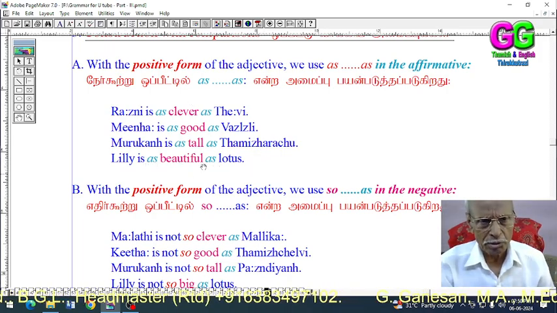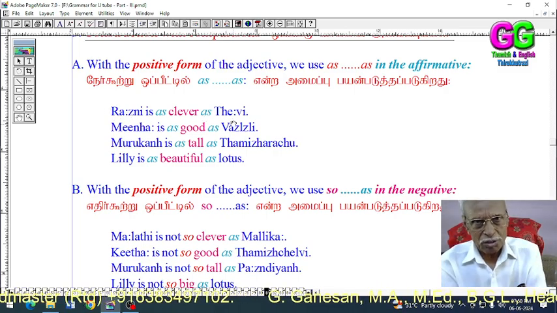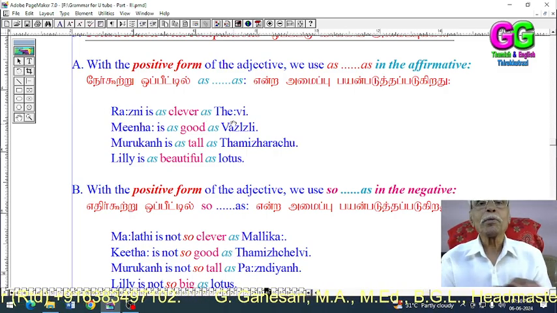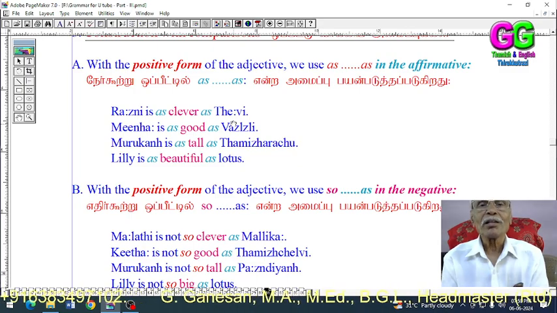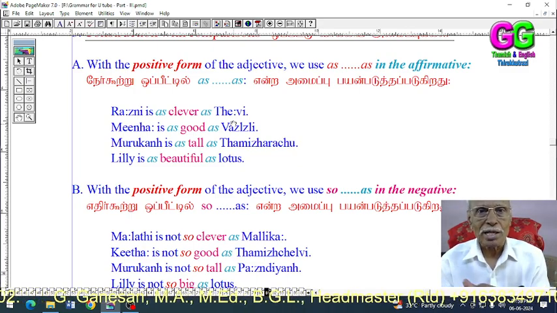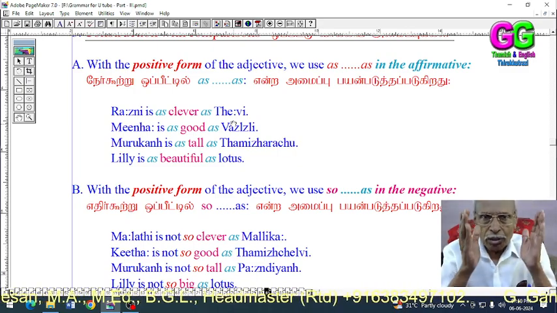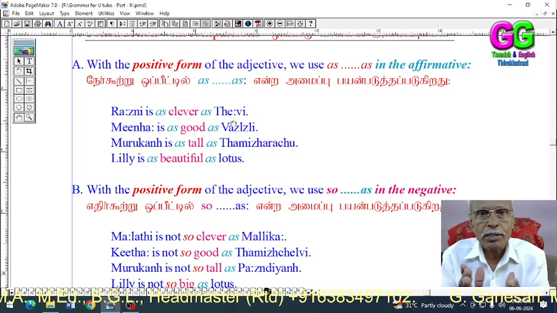That's this, both the subjects and the object are the same. Affirmative. They are in the affirmative degree. The affirmative scale is as. Rani is as clever as Devi. Lily is as beautiful as Lotus.